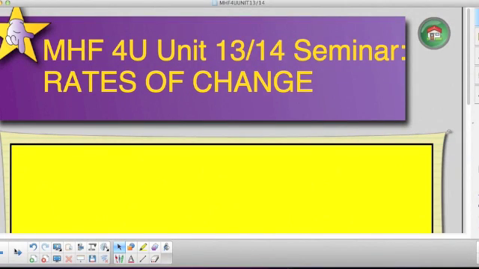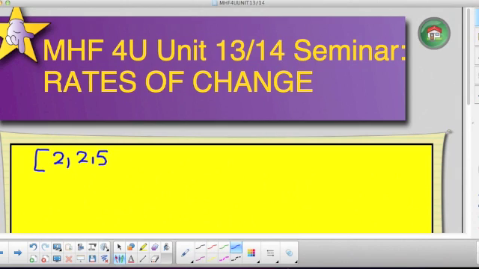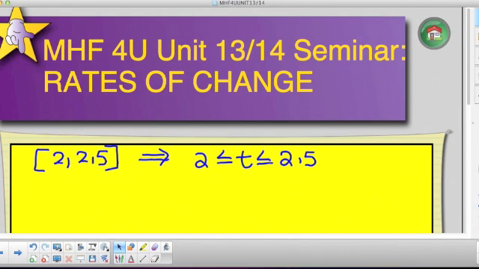So when we have our interval, and some of you are having trouble moving from this 2 and 2.5 to an actual range. What does that represent? Well, this represents my time in between t is 2 seconds and t is equal to 2.5 seconds. Step 2 is to actually figure out the height.